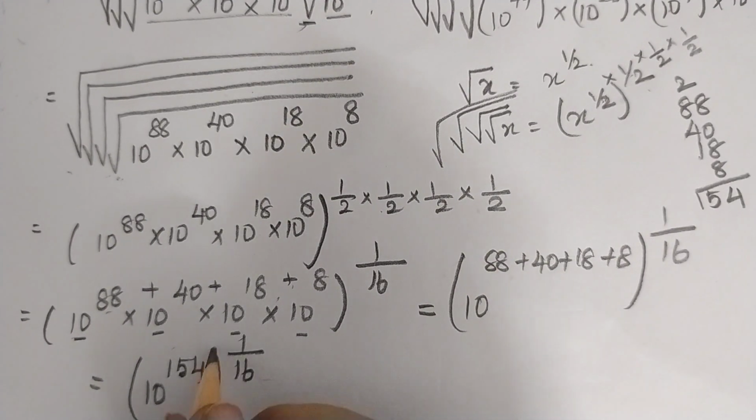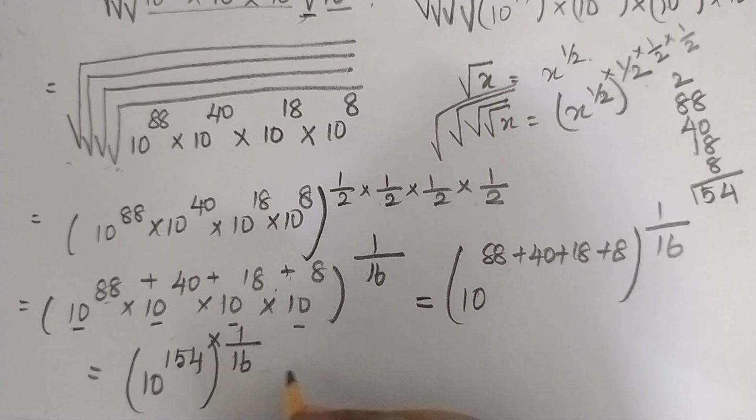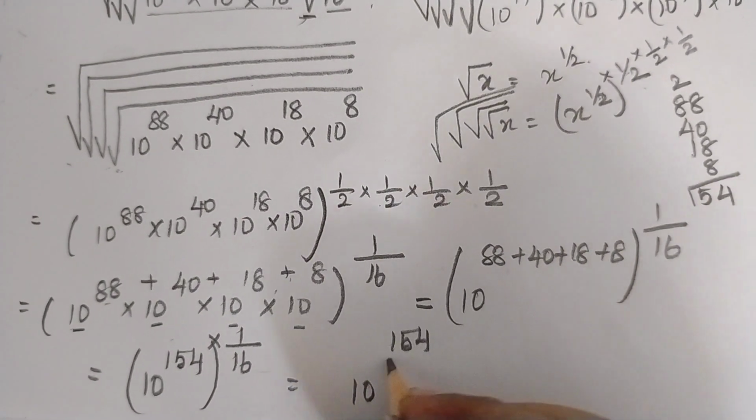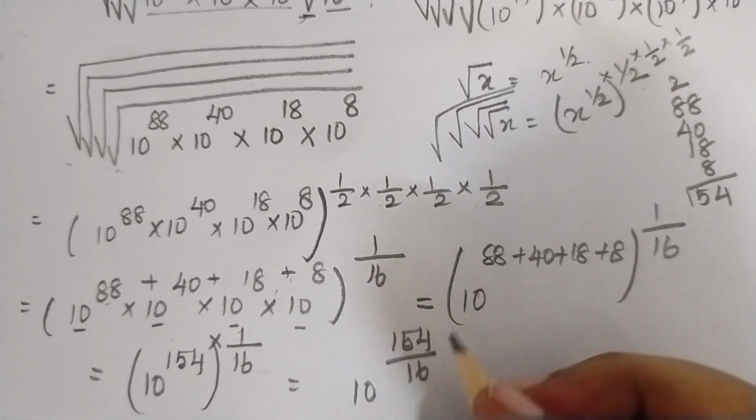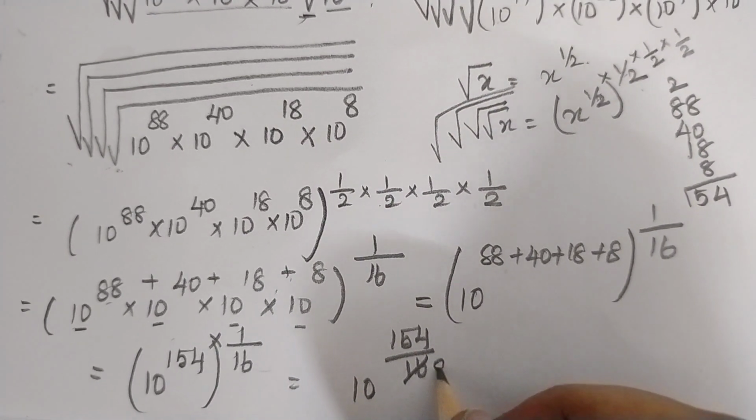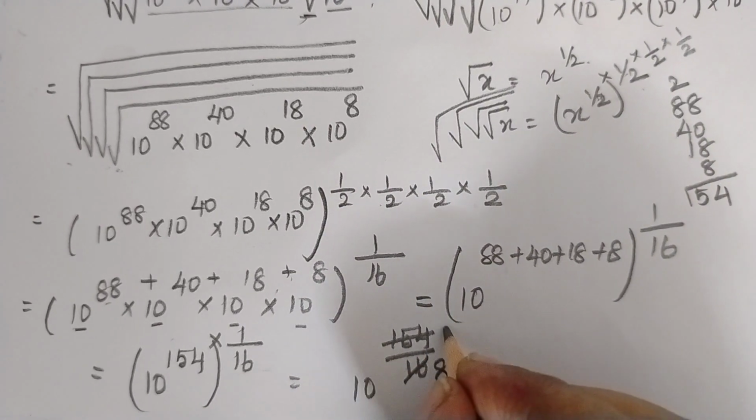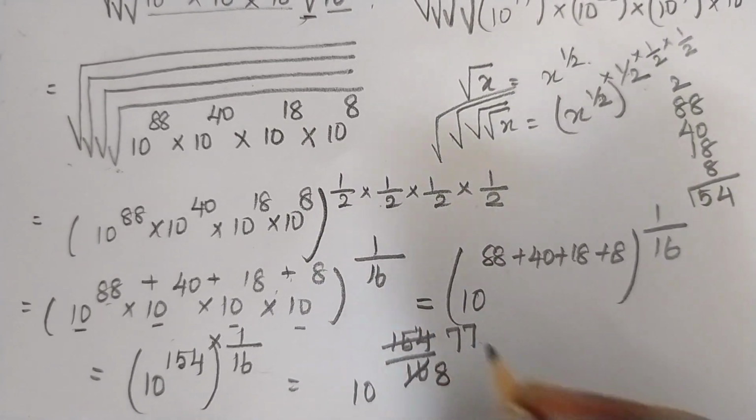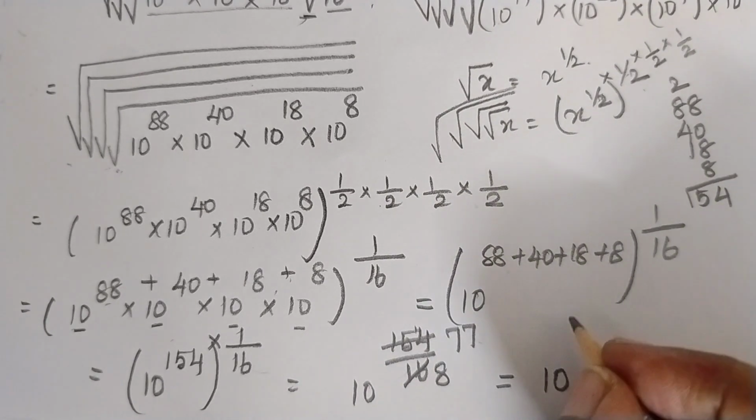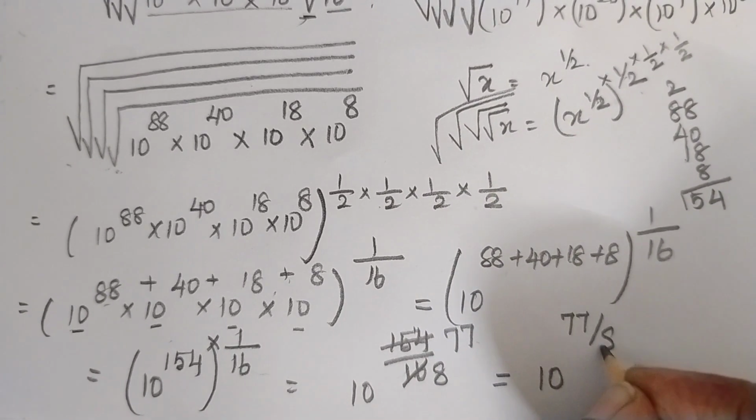Since it is a power of a power, the powers get multiplied. Therefore, which is equal to 10 power 154 divided by 16. So, these two terms come in the 2 table. So, 8 twos are 16 and 7 twos are 14, balance 1, 7 twos are 14. Therefore, what we get here in LHS is 10 power 77 by 8.